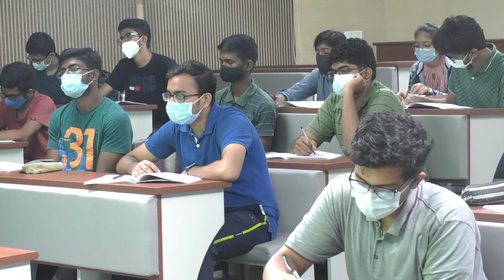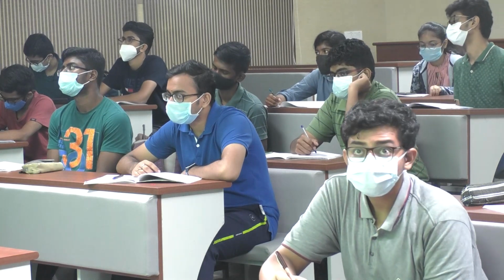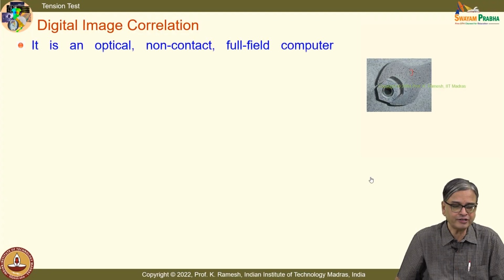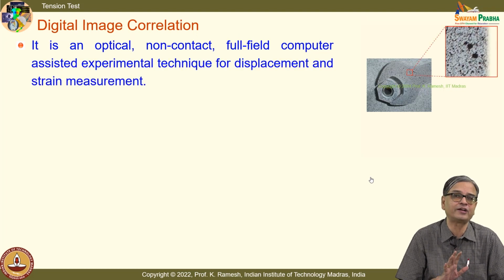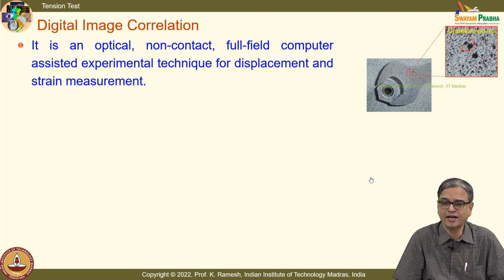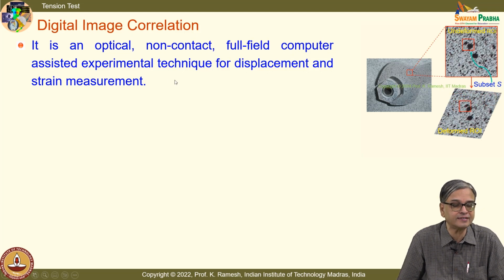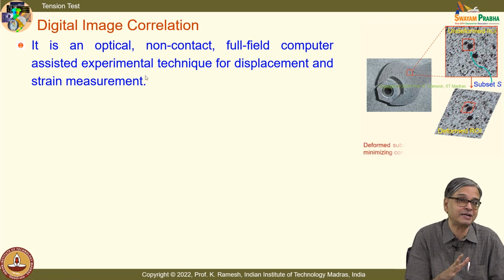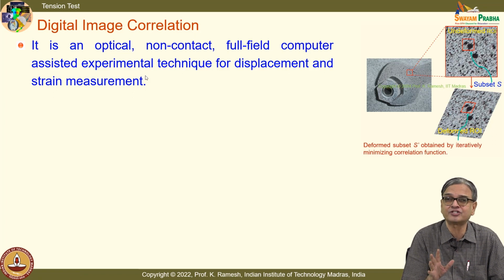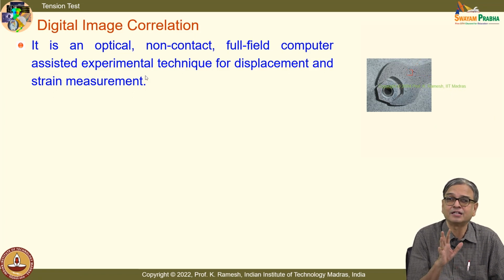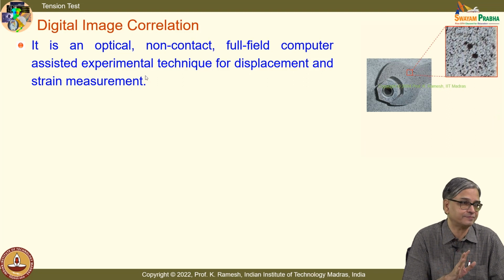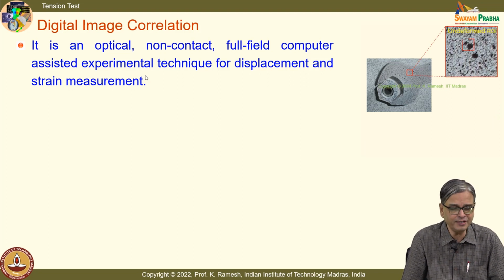And before we get into looking at the tension test very closely, let me also introduce you to what is digital image correlation, because when you are learning it now, at least you should have a rough idea what it is all about. It is an optical, non-contact, full field, computer assisted experimental technique. The emphasis is that, more than the experimental measurement, a lot of number crunching is done from your computer, 3D imaging, okay. So, that is very important.